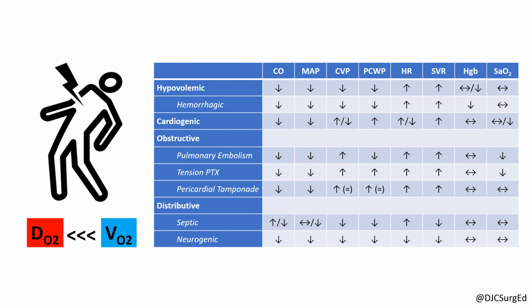Using these pressure measurements as surrogates for preload, in addition to the other variables, we can determine the presentations of the different causes of shock. These etiologies will be reviewed in Part 2.